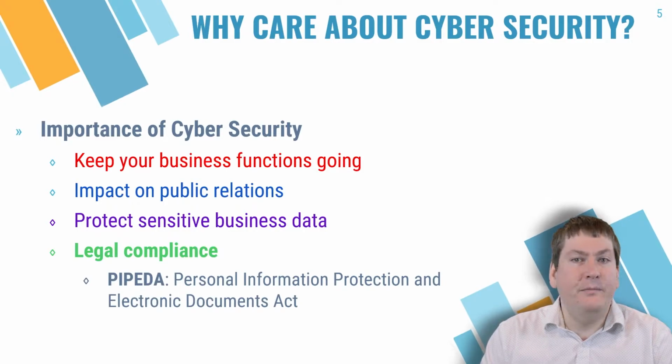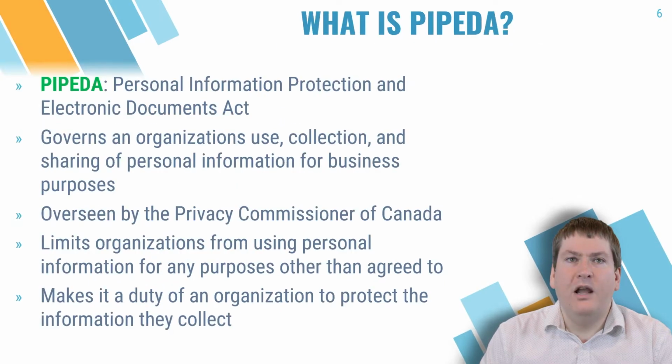In Canada, the major law governing the protection of personal information is PIPEDA, the Personal Information Protection and Electronic Documents Act. PIPEDA is particularly important to Canadian businesses as it makes it the duty of the organization to protect the personal information they collect and ensure it is used for only the purposes agreed to by the individual it pertains to. Failing to do this makes the organization liable for any damages that could occur from the misuse of the data.